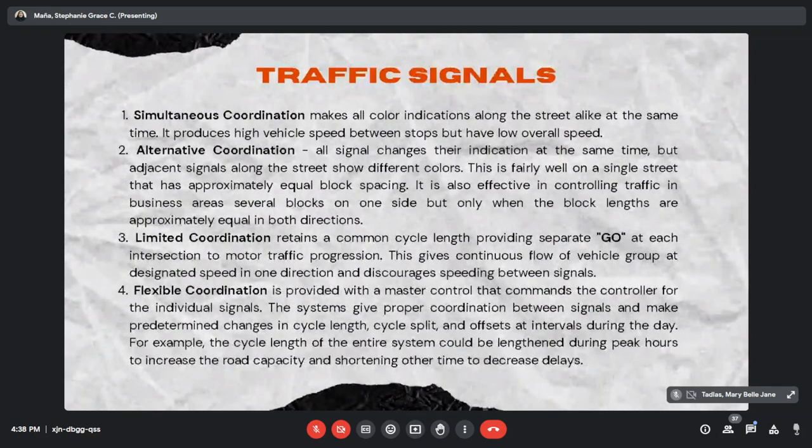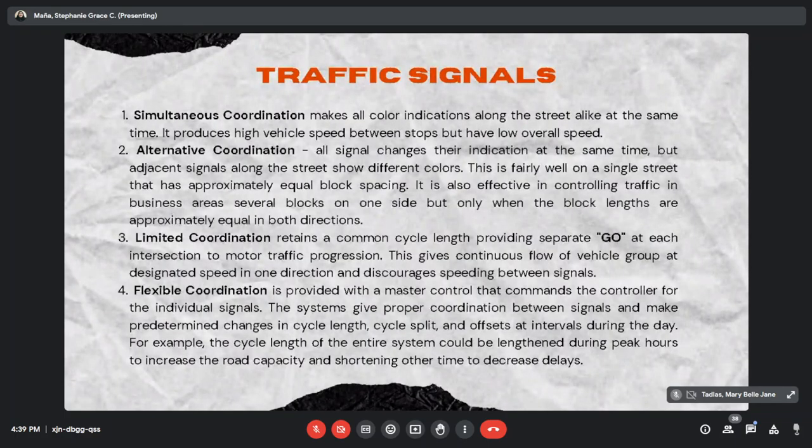So, simultaneous coordination. Simultaneous coordination makes all color indications along the street alike at the same time. It produces high vehicle speed between stops but low overall speed. So, this coordination means sabay-sabay, the colors and indications are the same at the same time. Vehicles can reach high speed between stops, but their overall speed is low.